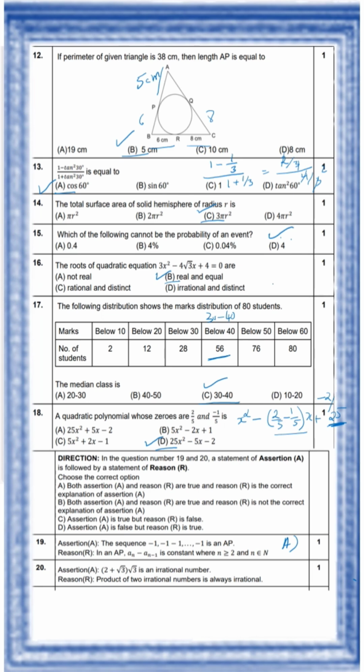20th question. Assertion A: 2 plus root 3 into root 3 is an irrational number. Reason R: product of two irrational numbers is always irrational. Assertion A is true, but reason is false. So which option is correct here? Not A. B, assertion A and reason are true? No, assertion A is true, but reason R is false. Option C is correct.